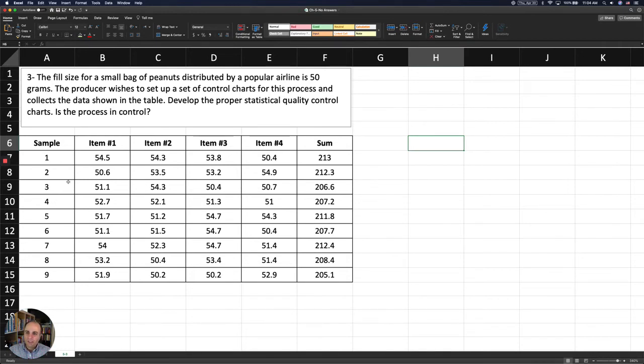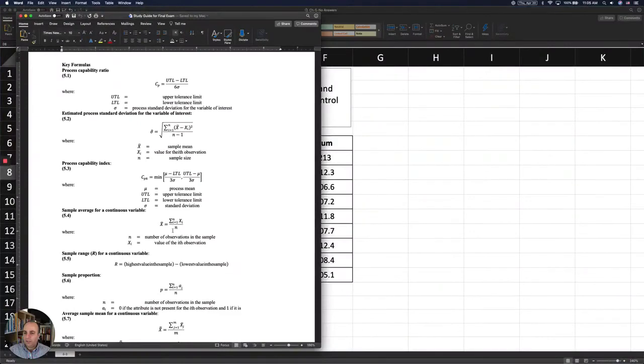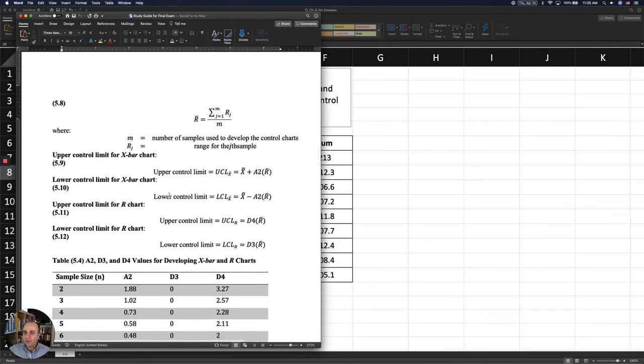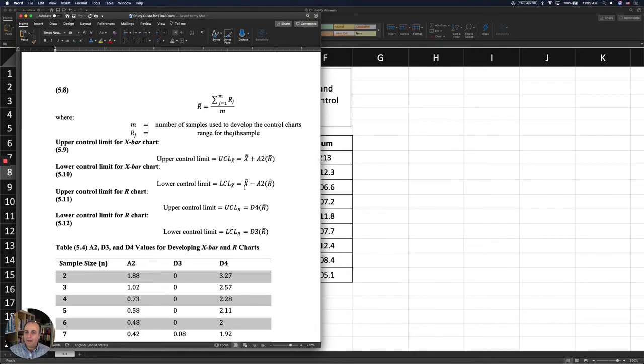So we need to go about solving this and build a control chart. As you can see here, the variable of interest in this example is weight. The fill size for a small bag of peanuts is 50 grams, so it's mass or weight, and we know that it's a continuous variable. Since it's a continuous variable, we build an X bar chart and an R chart. Remember, whenever you have an X bar chart, it should be accompanied by an R chart. So let's take a look at the formulas and values that we need for building an R chart and X bar chart. Here we see the formulas for the upper and lower control limits of my X bar chart and my R chart.